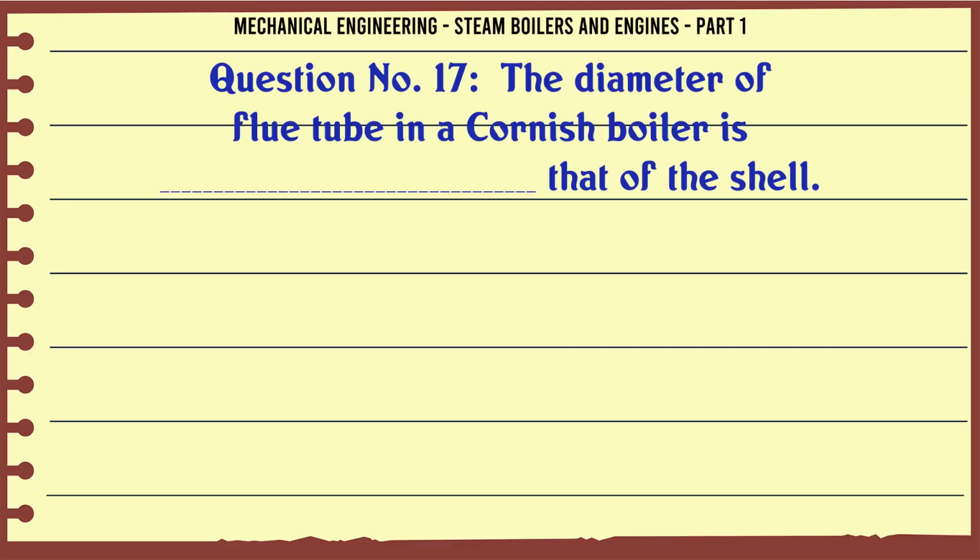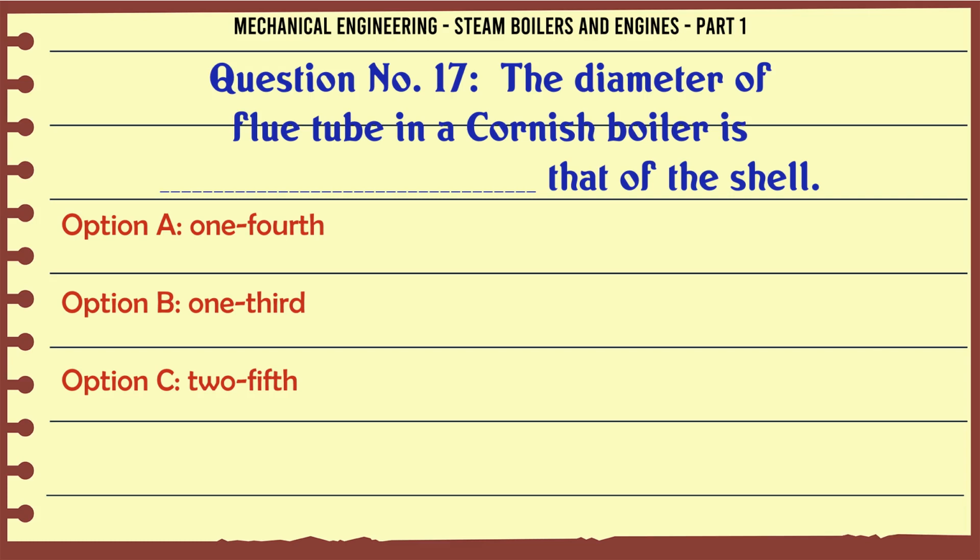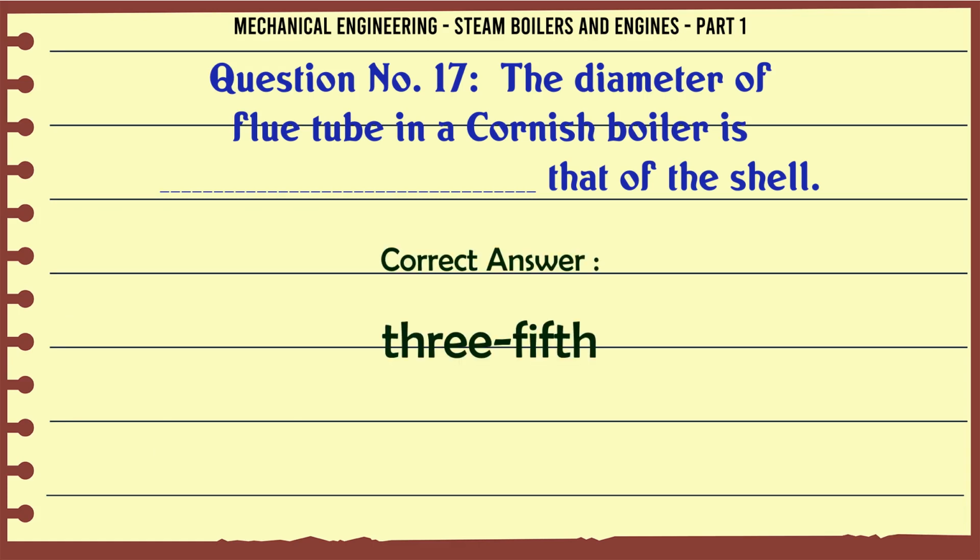The diameter of flue tube in a Cornish boiler is that of the shell. A. 1/4. B. 1/3. C. 2/5. D. 3/5. The correct answer is 3/5.